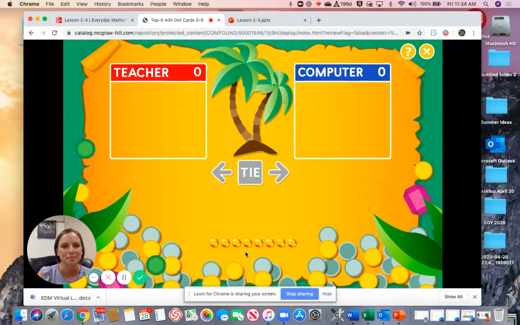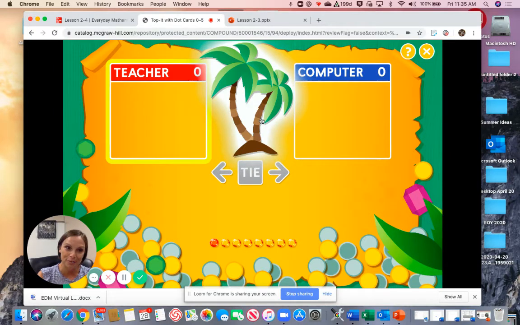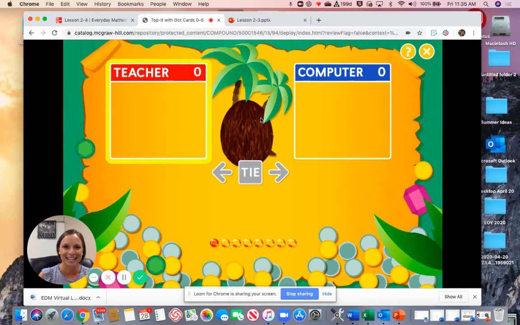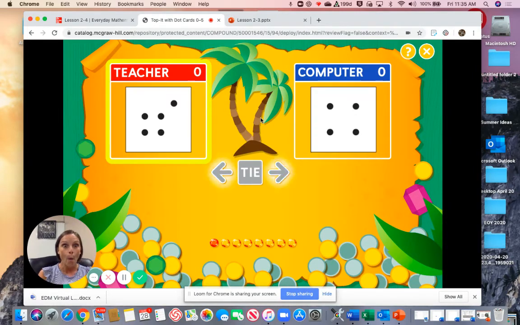Hello. Let's play Top It. Player 1, it's your turn. Click the tree to get some coconuts. All right, so the coconuts are actually going to be the dot cards. Let's click it. Click the button that points to the larger value. Or click the tie button if the values are the same.